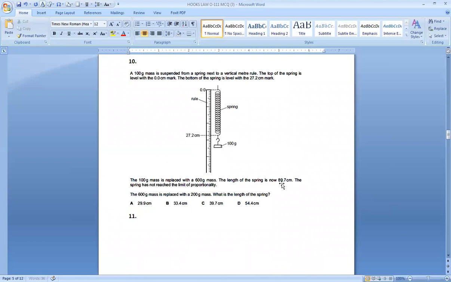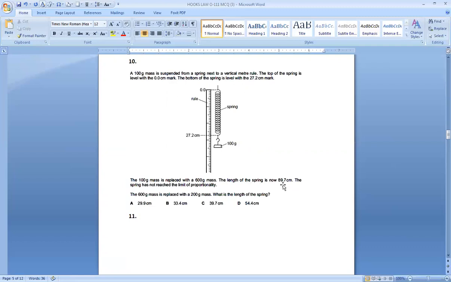The length of the spring is now 89.7. Now again we have to make some comparison. Remember, for 100 gram, the spring was showing 27.2. Now we have 600, which means we have added 500. You have to subtract 27.2 from 89.7 to find the extension for 500 grams.